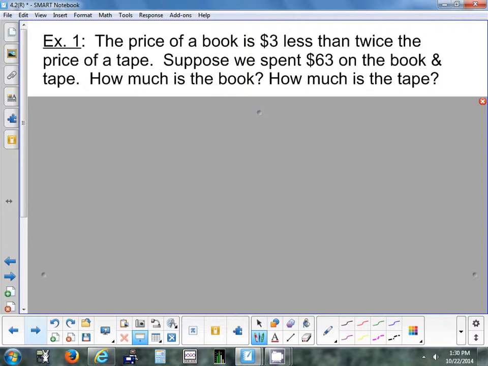So, our first example says the price of a book is $3 less than twice the price of a tape. That first sentence is all we're going to need to do steps 1 and 2. So why don't we do steps 1 and 2, and then we'll finish reading the problem. We don't even need the other information yet.